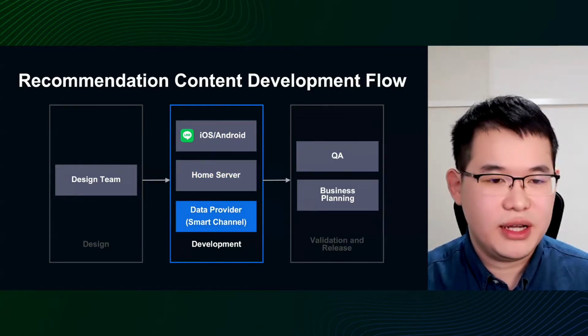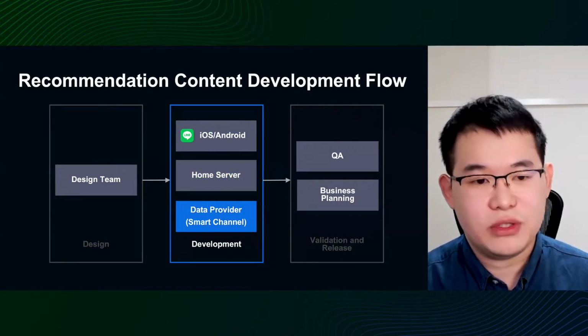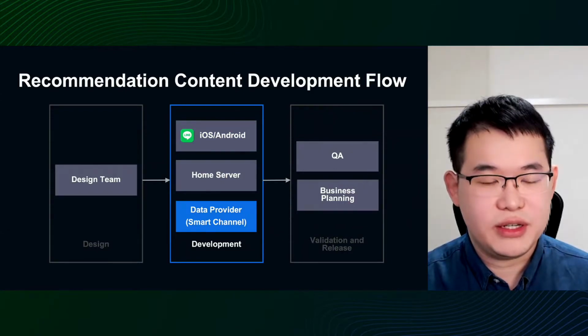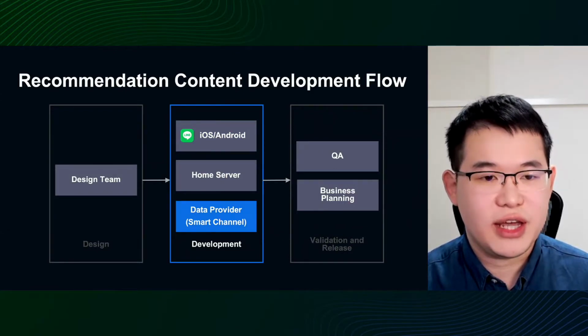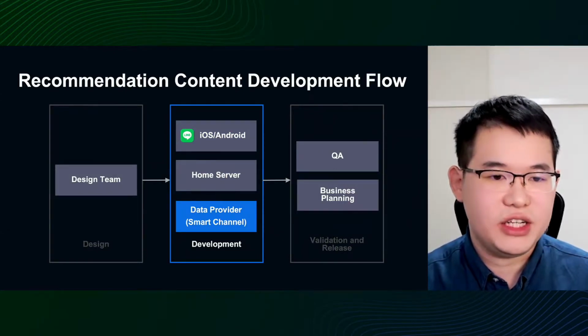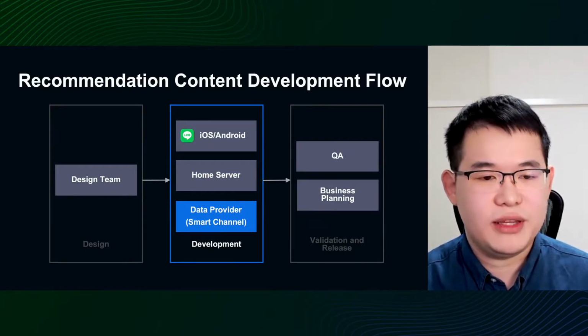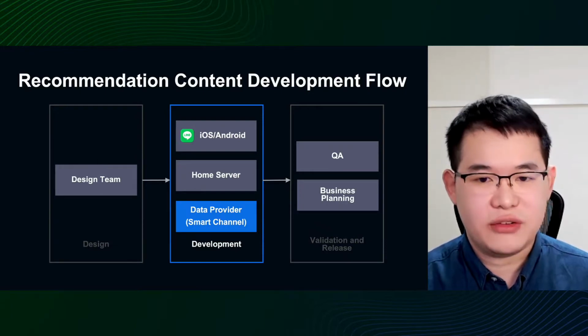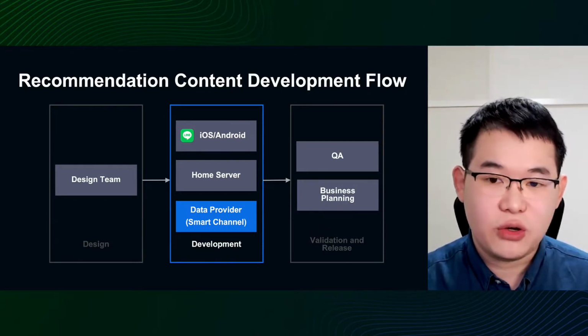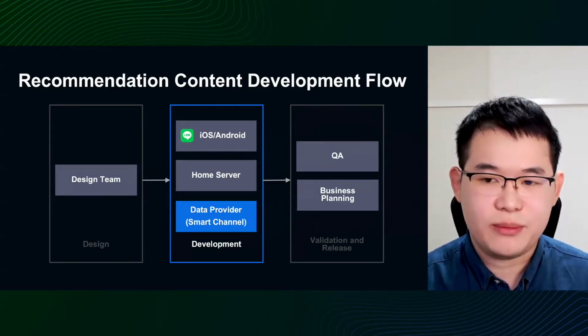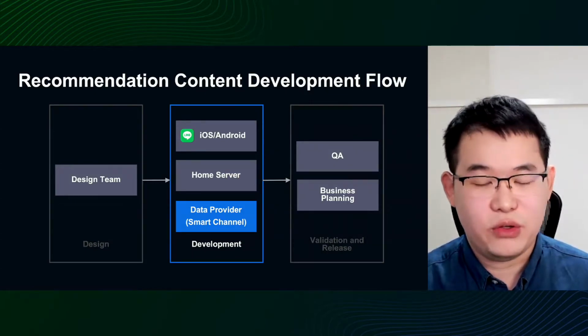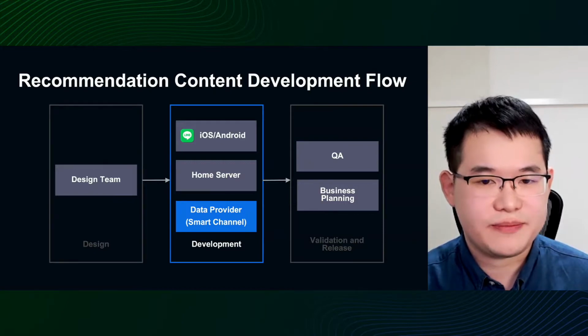Data provider is the upstream server of the home server. They are using machine learning suggestion technology to give the recommendation data for each user. They need to implement the recommendation API for each content. And Smart Channel is an internal service for personalized recommendation of Line, and we will use that for most regions.